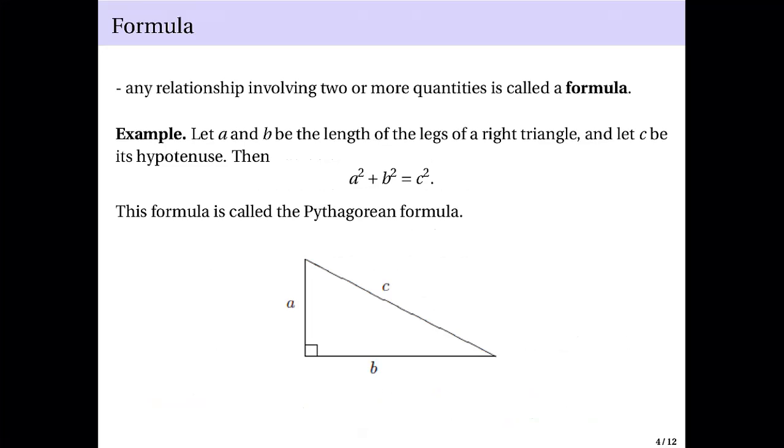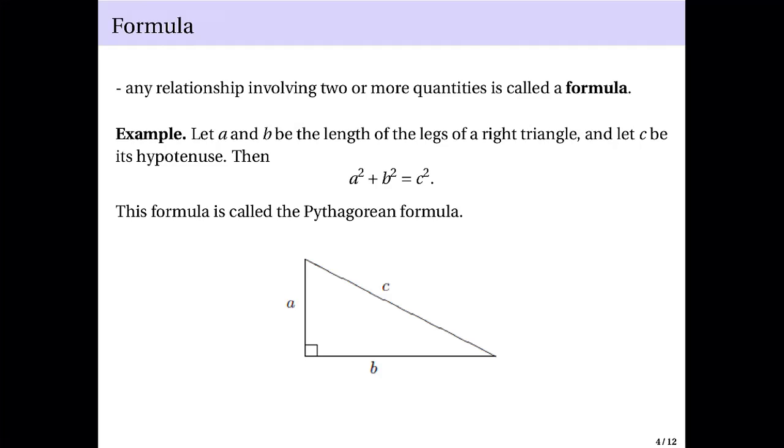Let A and B be the length of the legs of a right triangle, and let C be the hypotenuse. So in here, you have the legs of a right triangle. A right triangle is a triangle wherein one of the angles is 90 degrees. So this is a 90-degree angle, and we say it's right. So the legs will be this guy here and this guy here.